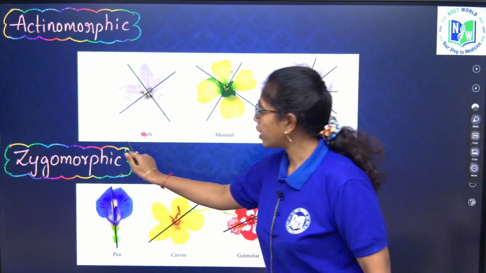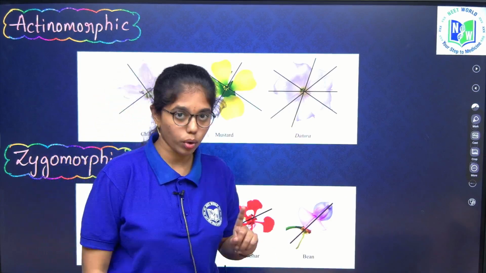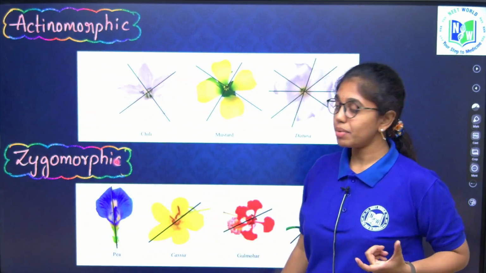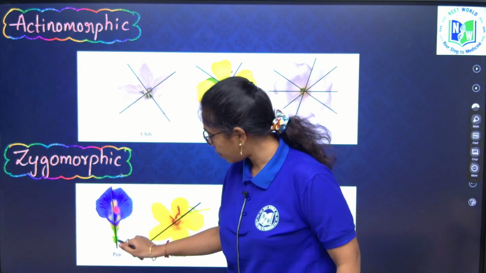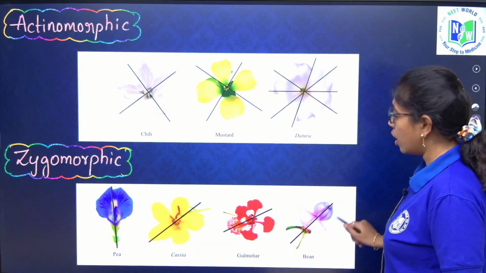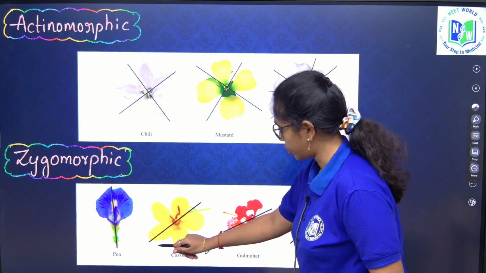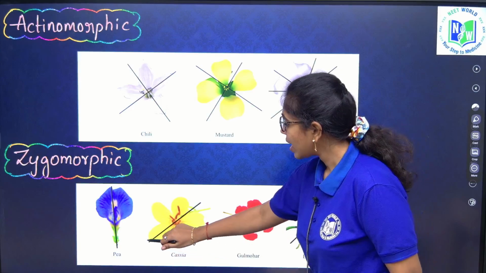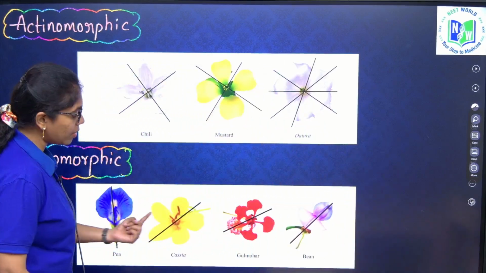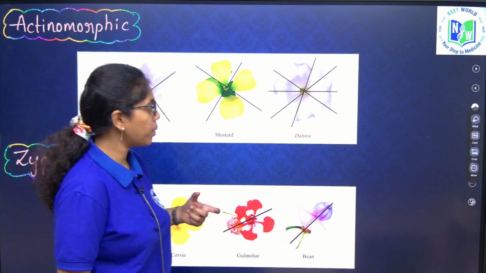In zygomorphic, you divide the flower in only a single plane, which means bilateral symmetry. Only by a single plane will you divide the flower into two equal parts. For example, pea and bean, which mostly follow vexillary aestivation. We are going to discuss aestivation also. Acacia and gulmohar, wherein the flowers are divided by a single plane. I hope this is more clear with the images.